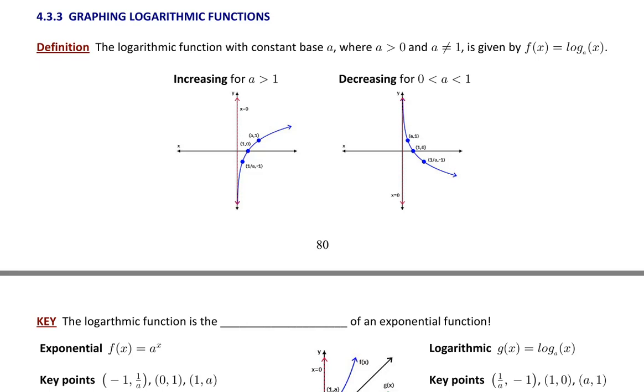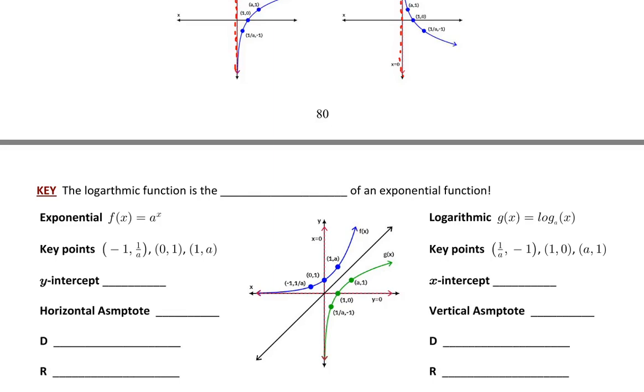Like exponential functions, logarithms have both an increasing and a decreasing variety. That depends on the size of the base. If the base of the logarithm is greater than 1, then we end up with an increasing logarithmic function. If the base is a fraction between 0 and 1, we end up with a decreasing logarithmic function. While our exponential functions had horizontal asymptotes, both of our logarithmic functions will have vertical asymptotes, and each function has 3 key points.